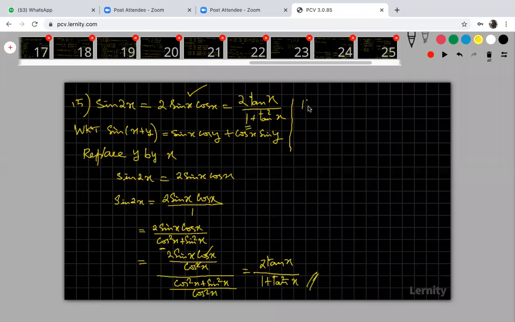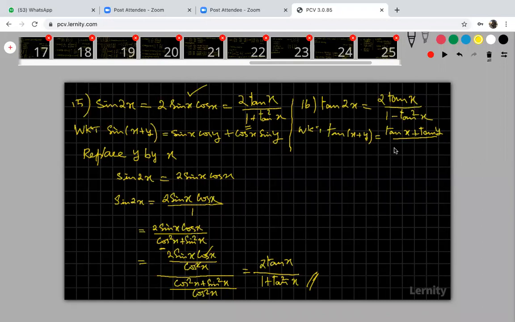Look at that 16th one. Tan 2x. My tan 2x is 2 tan x divided by 1 minus tan square x. Okay, I know the formula for tan of x plus y. What is the tan x plus y formula? Tan x plus tan y divided by 1 minus tan x tan y.